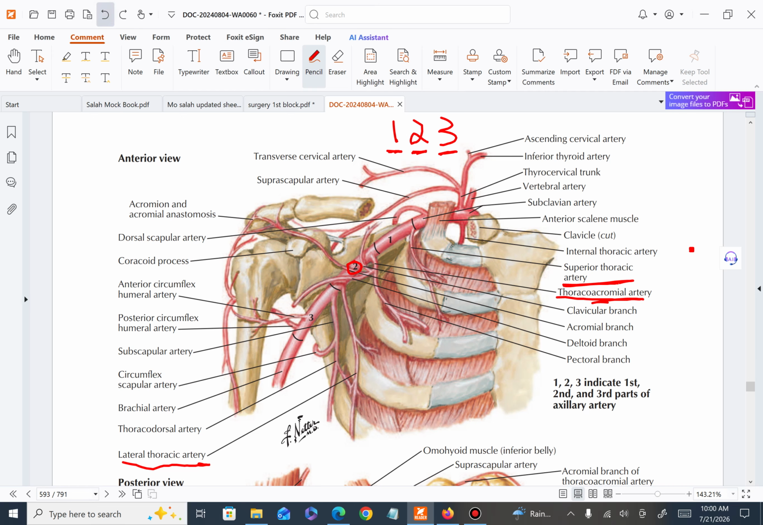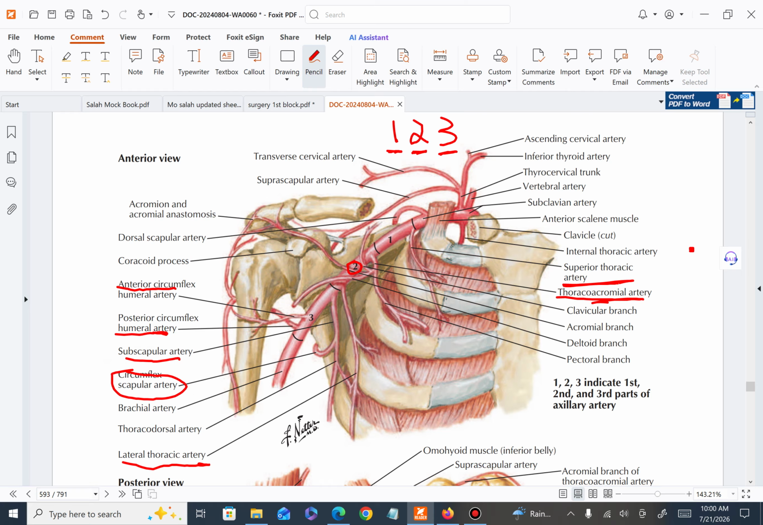Then the second and third branch are anterior circumflex humeral artery. This is anterior circumflex humeral artery, and the other is posterior circumflex humeral artery. So the three branches from the third part of the axillary artery are: the first one is subscapular artery, which gives the circumflex scapular artery, and the other two branches are anterior circumflex humeral artery and the posterior circumflex humeral artery.